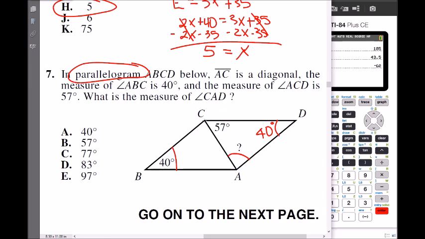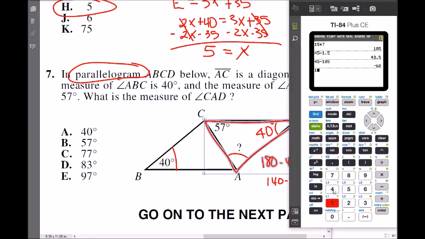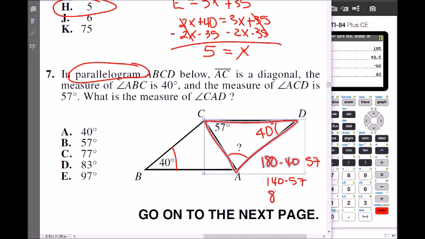Then just look at this triangle. What do they need to add up to? 180. So 180 minus the other two angles will give you this angle. So that is 140 minus 57, which gives you 83 degrees. D. Okay.